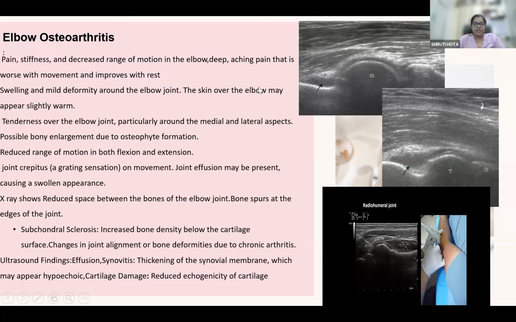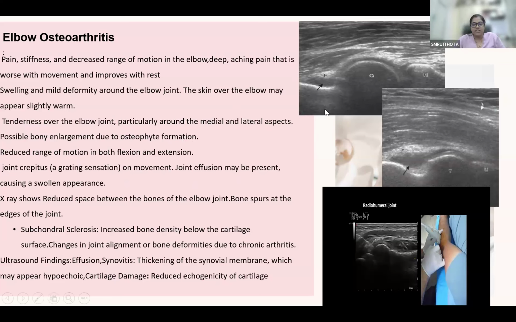In elbow osteoarthritis, the skin over the elbow may be warm due to inflammation. And you will find tenderness over the elbow joint, around the medial and lateral aspect. There is bony enlargement. Sometimes when you do an X-ray, you can see osteophyte formation. Range of motion is reduced, both flexion and extension. Crepitations on movement, and as in the knee, effusion is sometimes present. How will you appreciate the effusion?